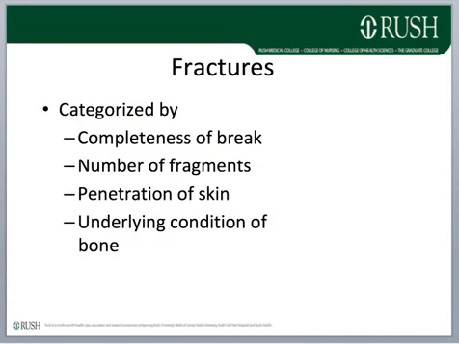I'll start off with fractures because that's something everybody knows something about. You can categorize fractures by the completeness of the break, by the number of fragments that are produced as a result of the fracture, the relationship of the fracture to the overlying skin, and also the underlying condition of the bone, whether the fracture occurred in normal or abnormal or pathologic bone.